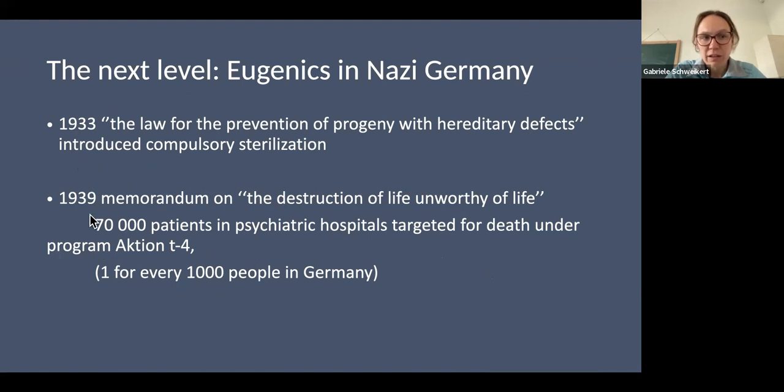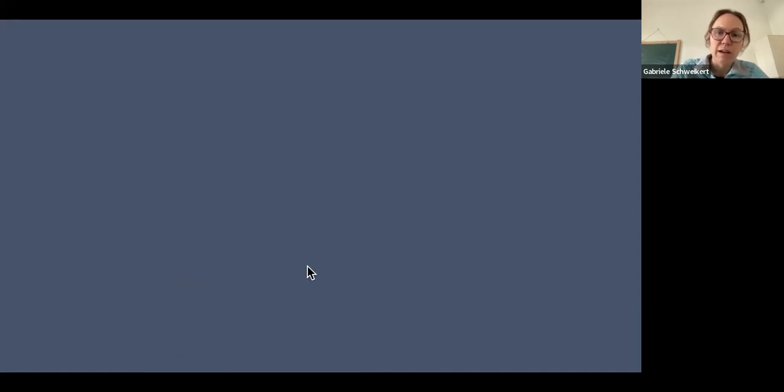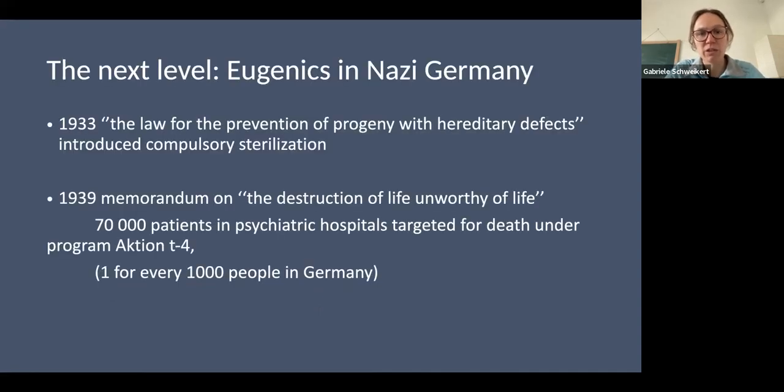And even more tragically, in 1939, when the war broke out, there was also a memorandum on the destruction of life unworthy of life. And immediately patients in psychiatric hospitals were targeted for death. 70,000 patients in total under this action T4 were initially targeted. So it wasn't completed, but one of every 1,000 people in Germany would have been affected. So there was a huge killing of patients, in particular in psychiatric hospitals, going on.